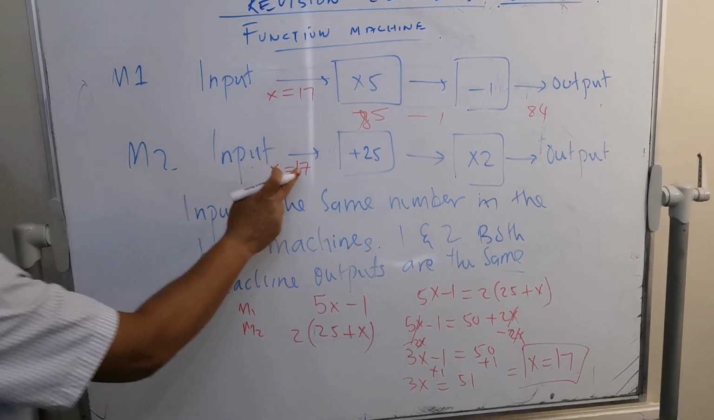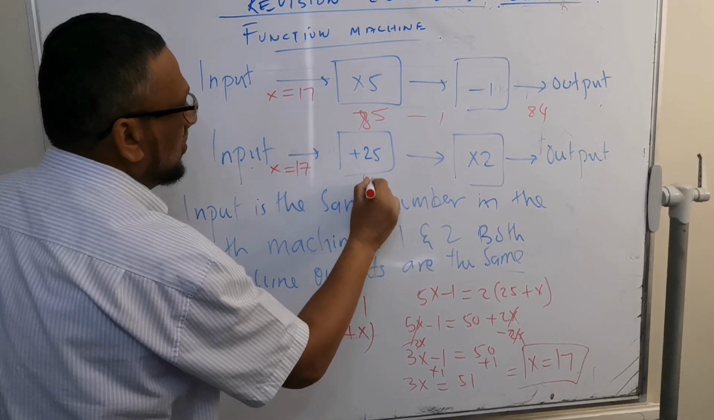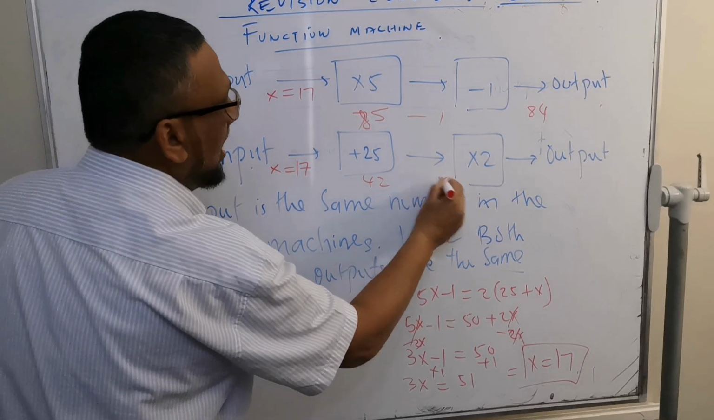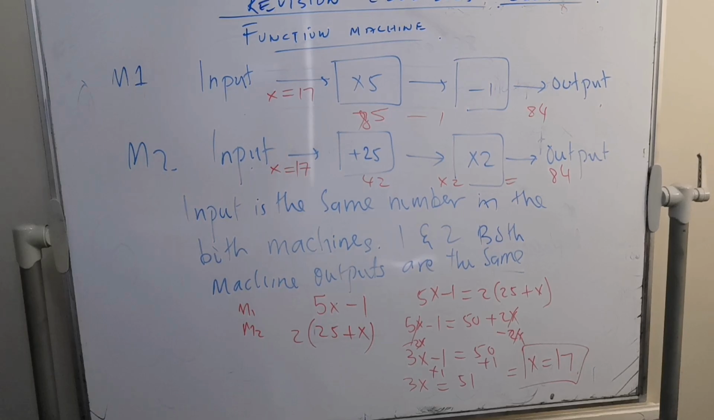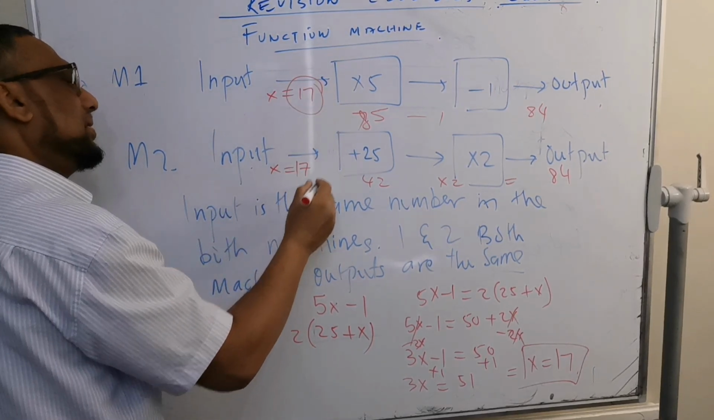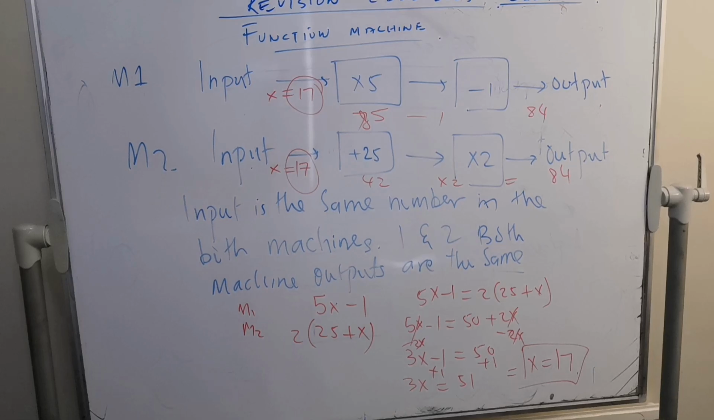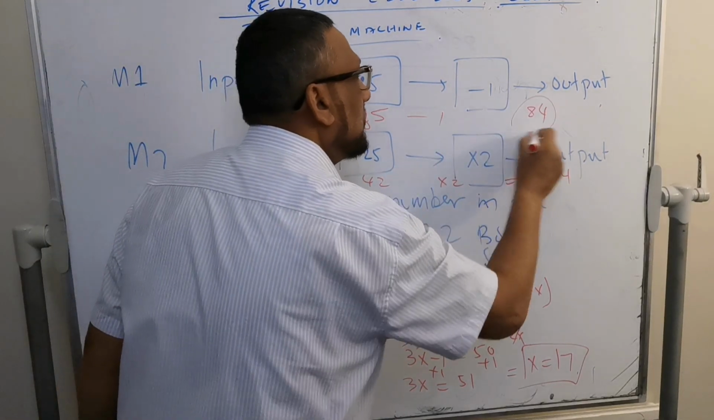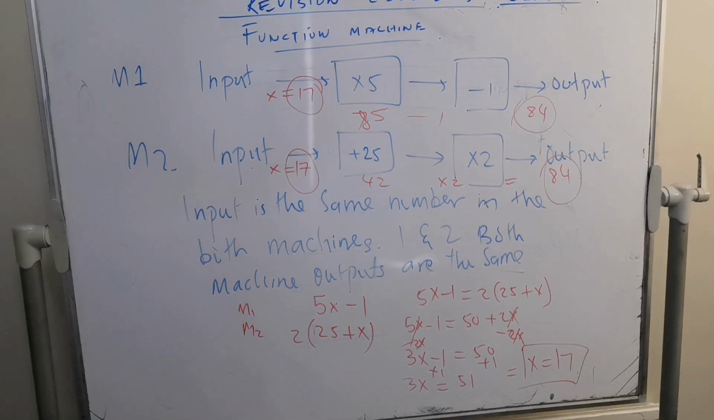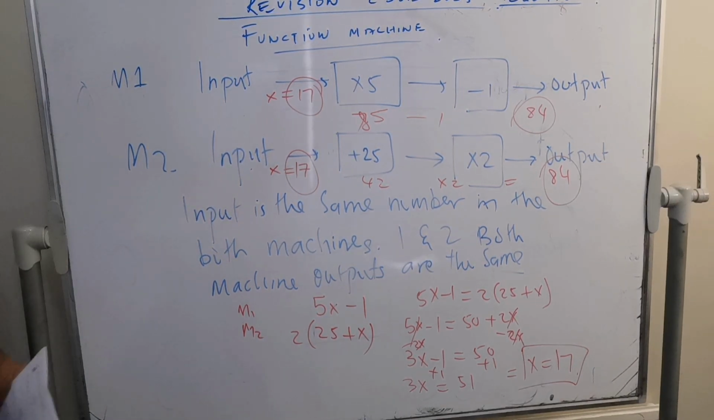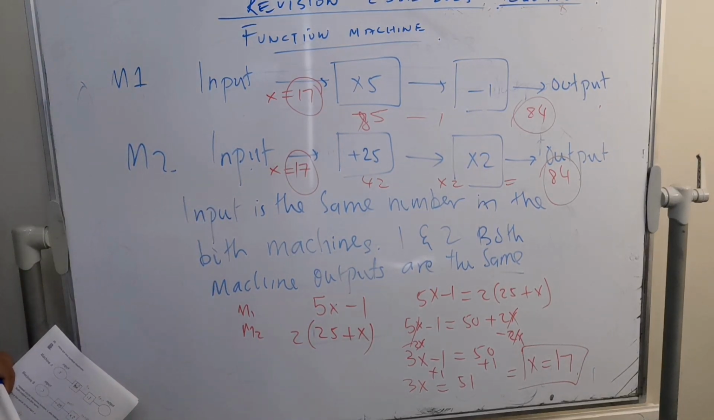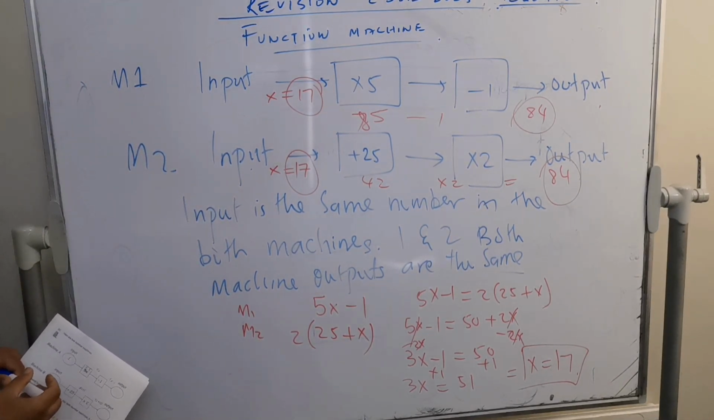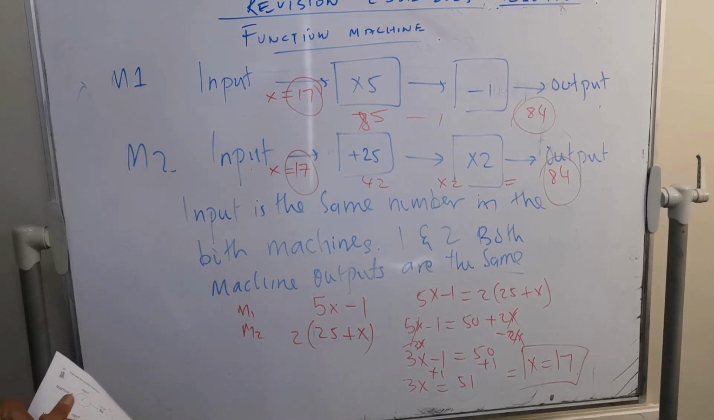And now this one, 17 plus 25 equal to 42, and 42 times 2 equal to 84. So it means your inputs are 17 for both machines, and your output for both machines is the same, which is 84. So this is the function machine, okay, you can work out how to solve it on the basis of an equation.